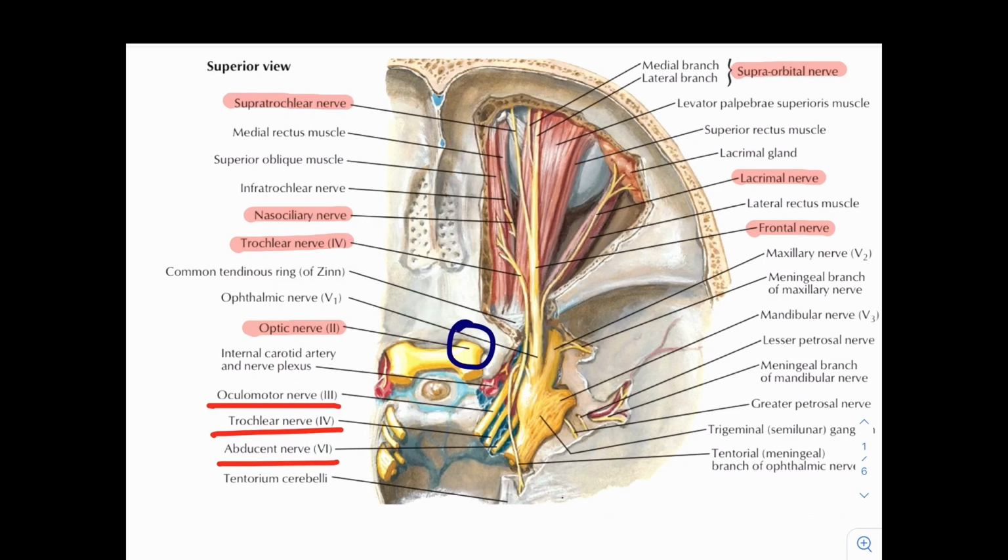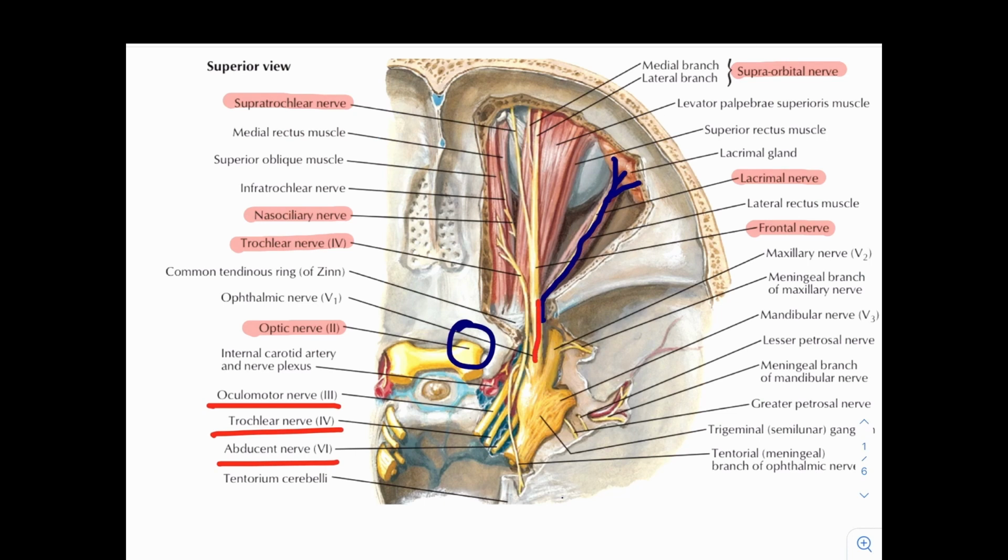Next is the lacrimal nerve. The lacrimal nerve arises from the ophthalmic division of the trigeminal nerve. It enters the orbit through the upper part of the superior orbital fissure and passes forward along the upper border of the lateral rectus muscle. It is joined by a branch of the zygomaticotemporal nerve, which later leaves it to enter the lacrimal gland. The lacrimal nerve ends by supplying the skin of the lateral part of the upper lid.